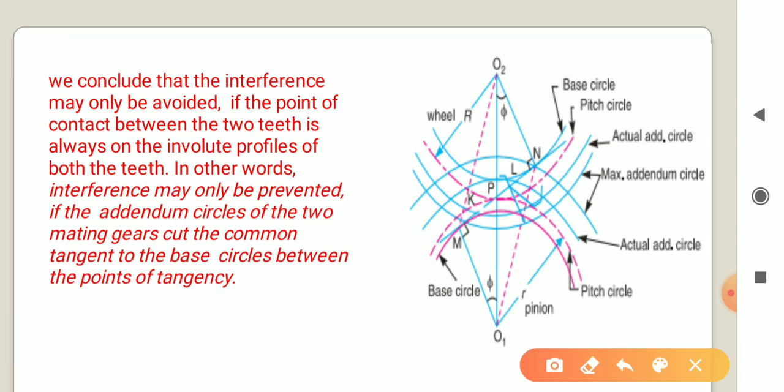Where is the addendum circle? This is the addendum circle of the wheel, and this is the addendum circle of the pinion. Suppose they meet here. If they meet, the common tangent cuts the base circles here and here. These are the points we need to avoid interference, so these two points are very important.